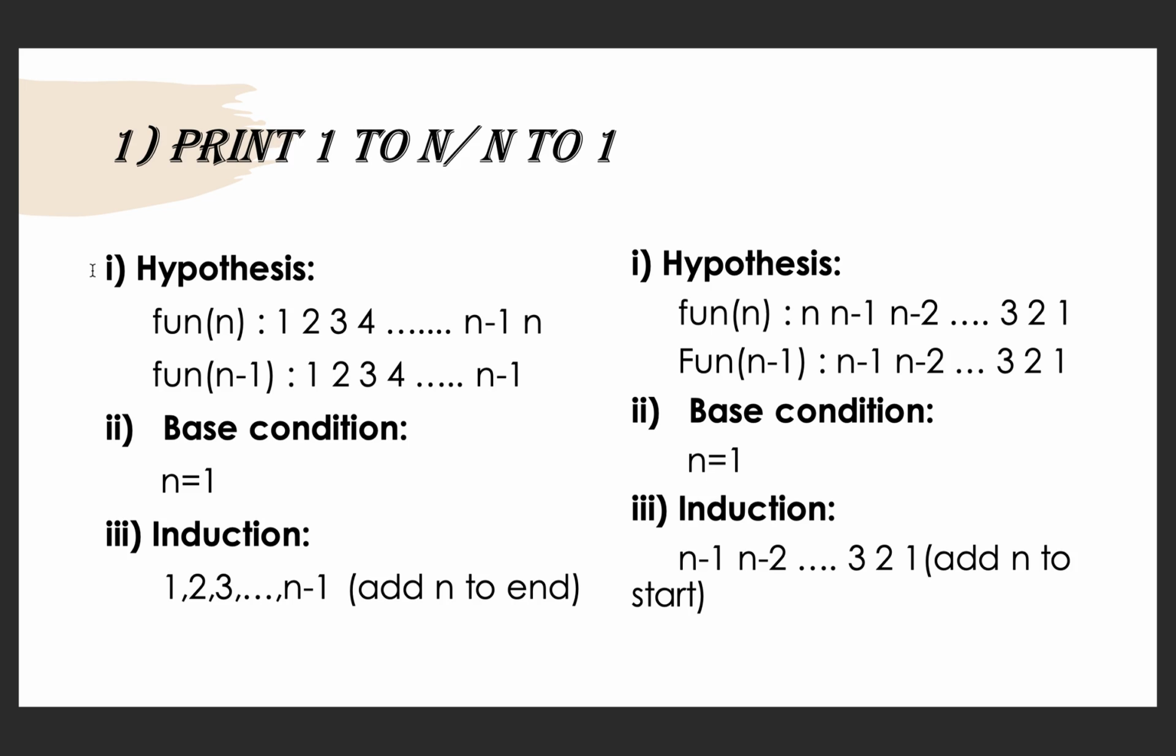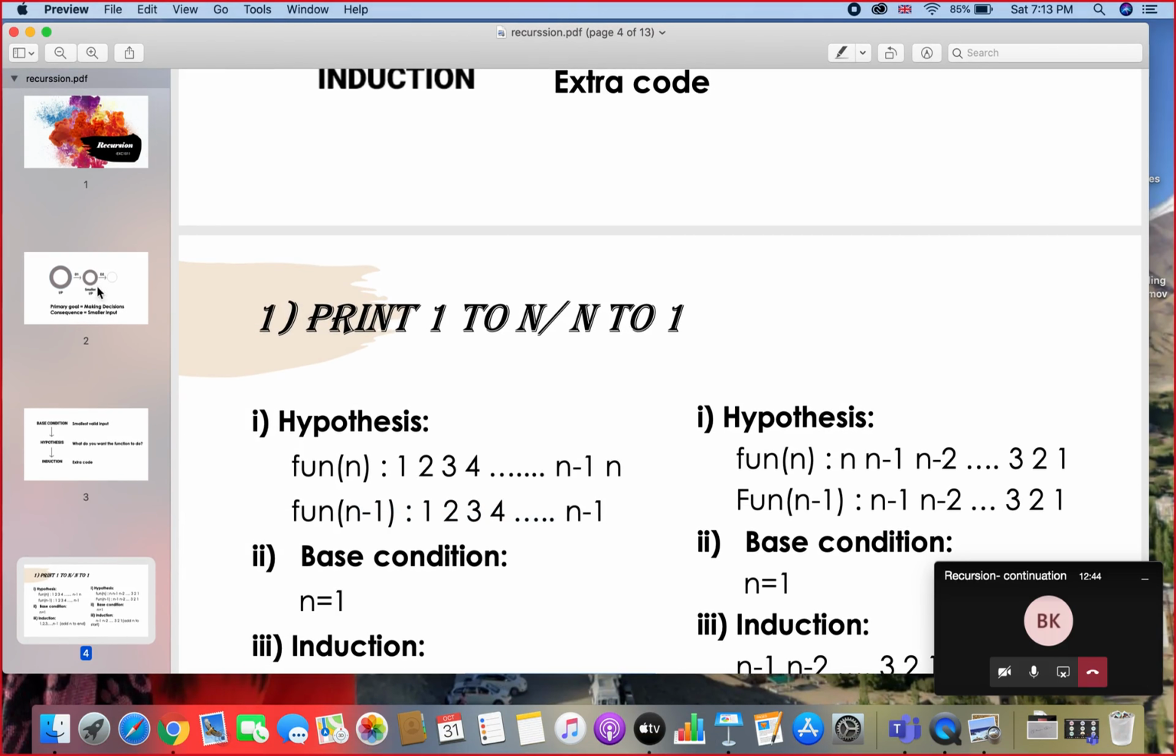For example, when we wanted to print 1 to n, we decided on a hypothesis that we wanted the function to go from 1 to n if it's for n, and from 1 to n minus 1 if it is for n minus 1. The base condition here is the smallest valid input, where we wanted it to stop when n was equal to 1. And our induction step is, once we have the function of n minus 1, how do we convert it to the function of n? Here it was very easy, we just had to add the n in the end. So this was just to remind you what this method was about.